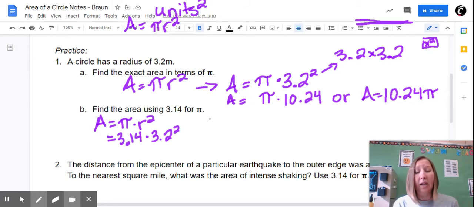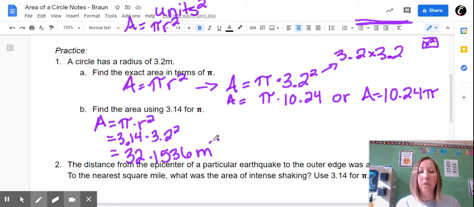What I would recommend if you're using a calculator, because some of you will use your Chromebook calculator and some will use an actual handheld calculator like this one, I would recommend doing the 3.2 squared first. So on your calculator, you're going to do 3.2 times 3.2 or 3.2 squared, and then multiply that times 3.14. When I type it all in, I'm going to get an answer of 32.1536. And we want to make sure we include our units, and that is meters squared.